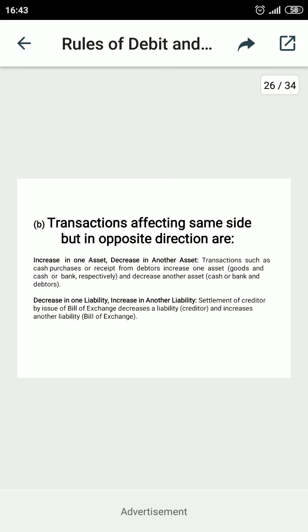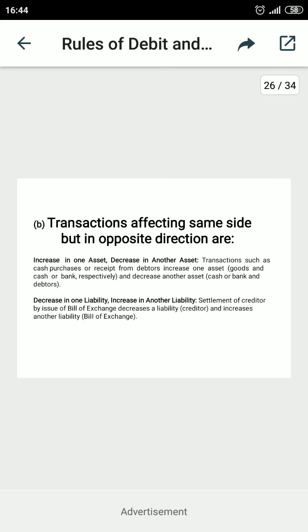The next example of the same is the receipt from customer. When there is a receipt from a customer, it refers to the money received from the customer. The money and the customer, both are assets. The cash is increasing and the customer is decreasing. So one name is cash, an asset which is increasing, and the customer's account is decreasing.